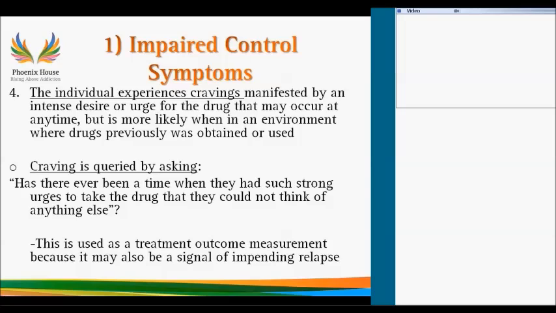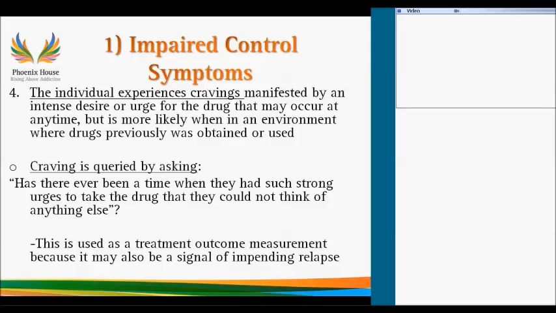It's under the impaired control symptom, and it specifically targets individuals who experience cravings. Number 4 actually says the individual experiences cravings manifested by an intense desire or urge for the drug that may occur at any time, more likely when in an environment where the drug was previously used. Craving, and this is right out of the DSM. This is not my language.